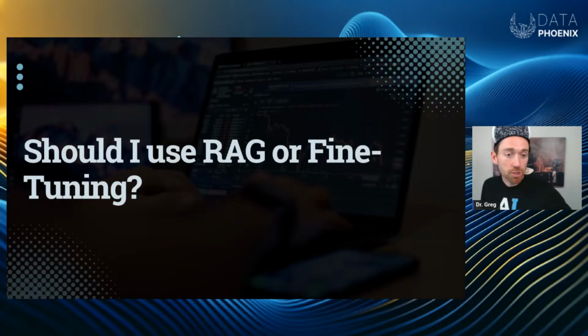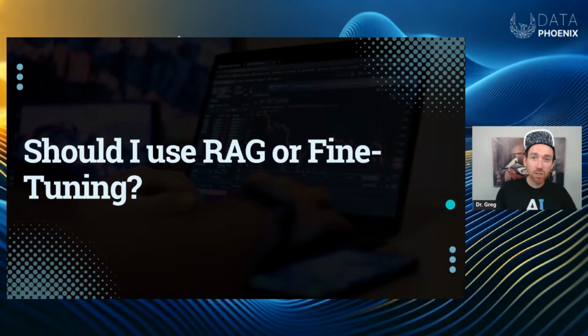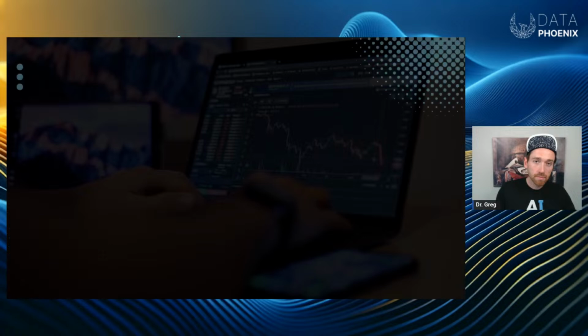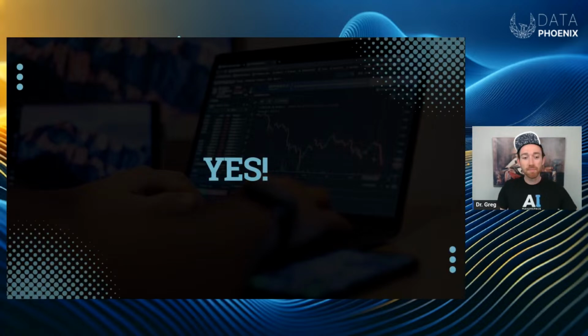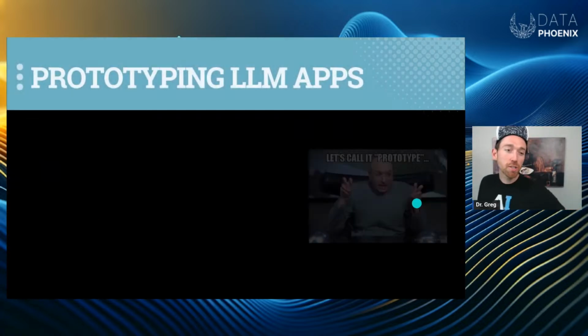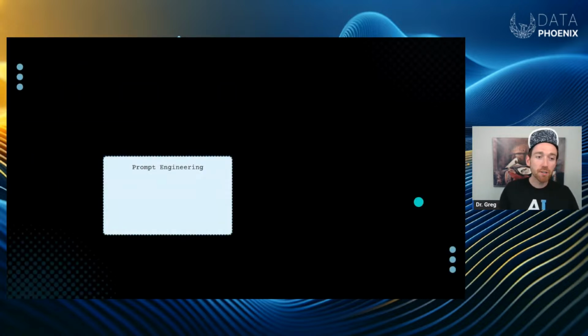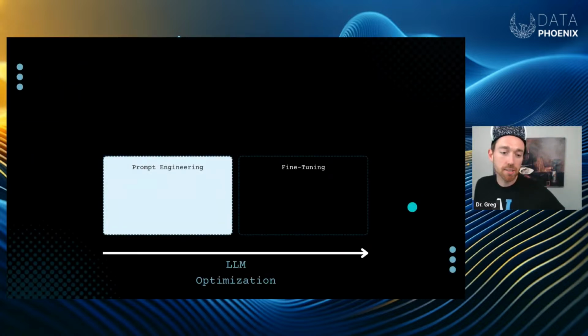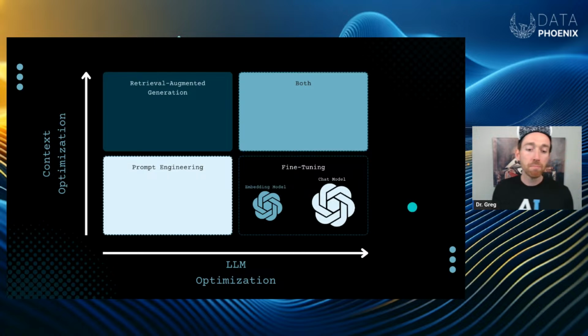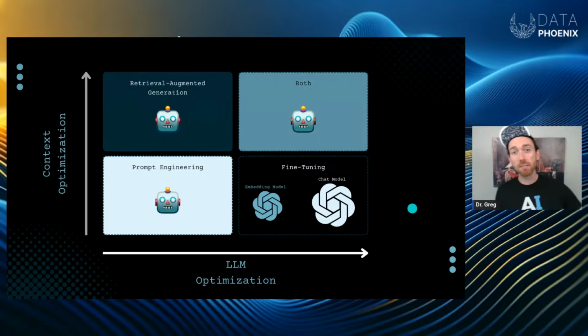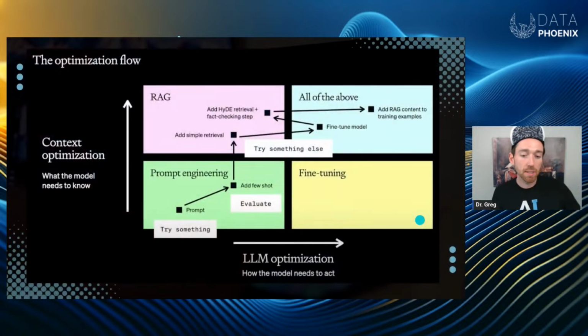So should you use RAG or fine tuning? Yes. You should use both as you go from prompt engineering to optimizing the context, to optimizing the LLM, to trying to get something that optimizes both, maybe even adding some agents and ultimately achieving human level performance.